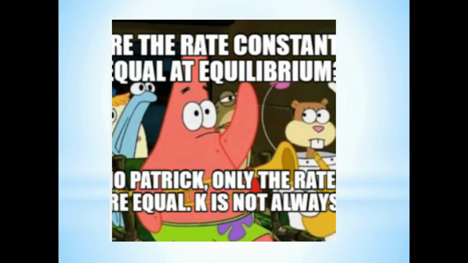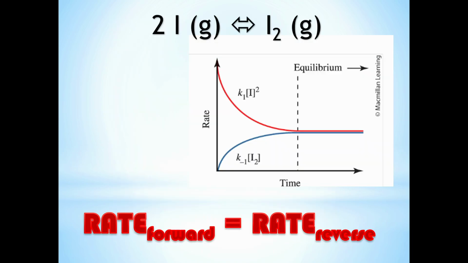I really wish I could find this not cropped. We're going to talk about how these rates are done. So for example, for this guy, the rate forward is K times I squared. For reverse, that's K forward. This is K reverse, I2. Now KF I squared equals KR I2.